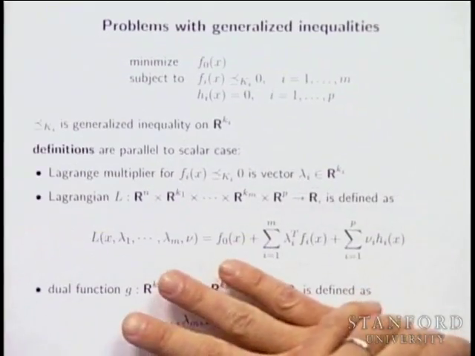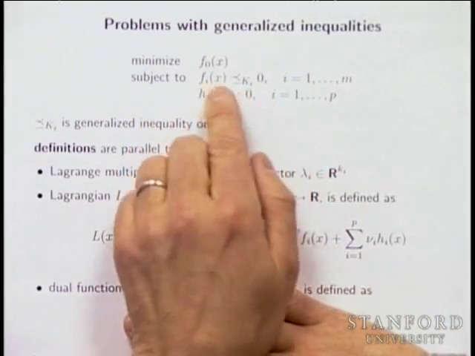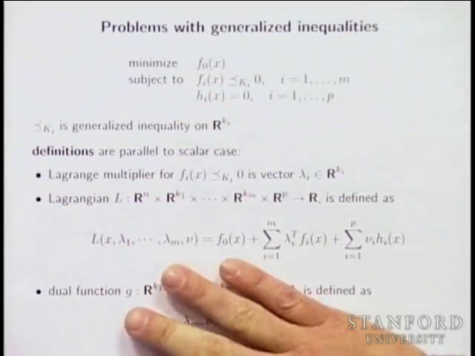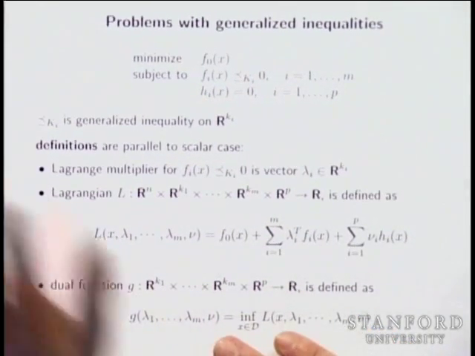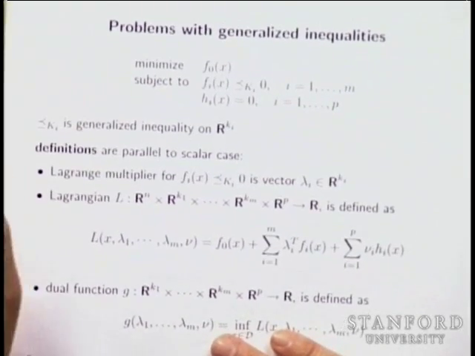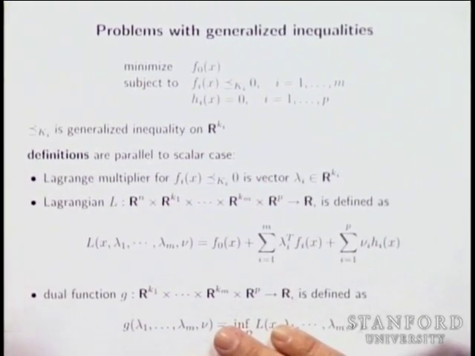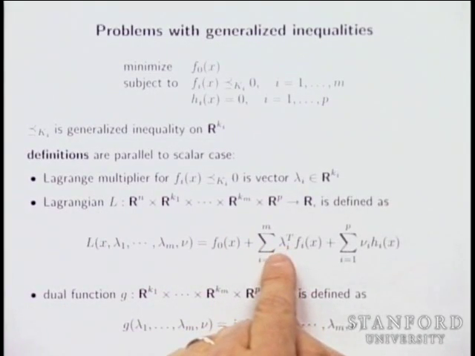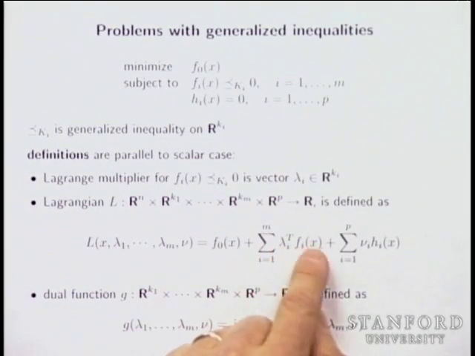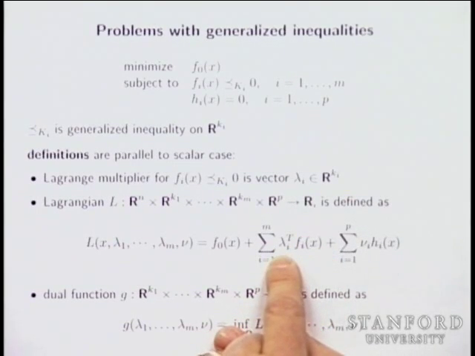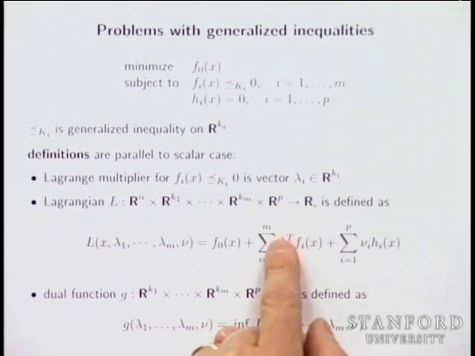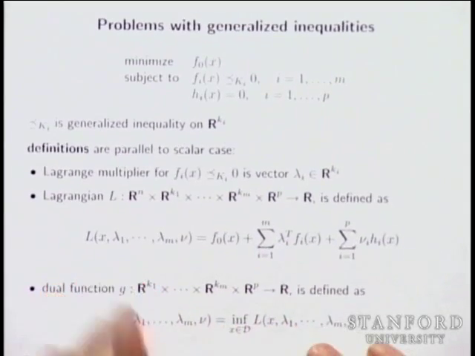So here we're going to look at, so we have f_i of x is a vector, and everything works the same, except remember how it works in our case is we form lambda_i f_i in the scalar case, but now f_i is a vector. So it's not surprising that lambda_i has to be a vector too, and this becomes an inner product. Lambda_i transpose f_i, that's fine.